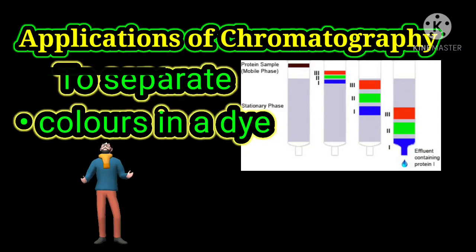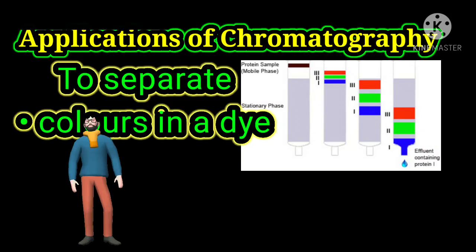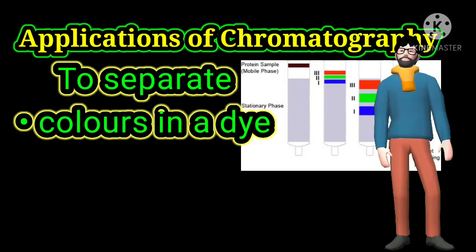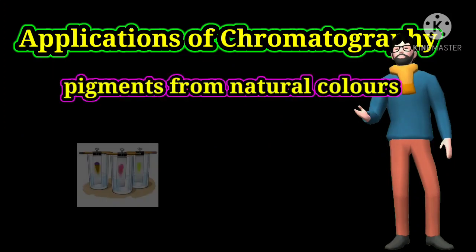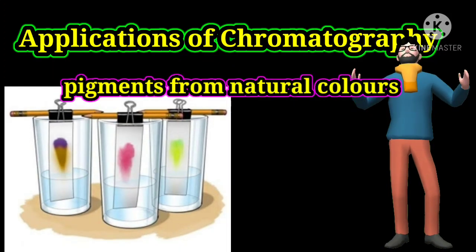Now we will discuss applications of chromatography. First, it is used to separate colors in dyes. We have already discussed this in the activity, and you can see in the image also. One black color is there, and that black color separates out into different colors: red, green, blue. Now, pigments from natural colors.